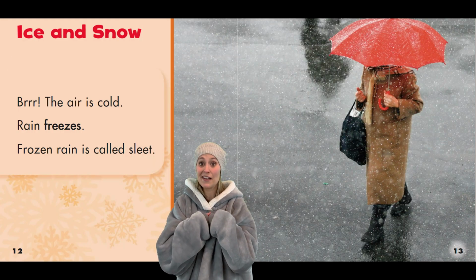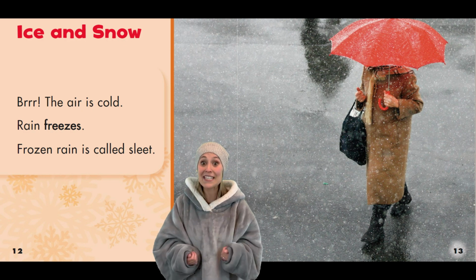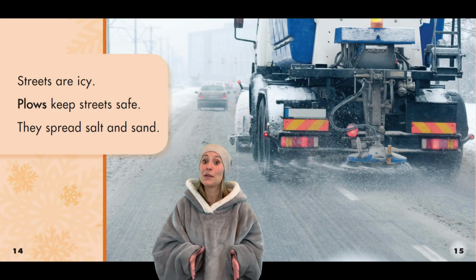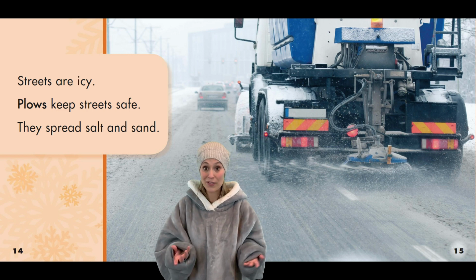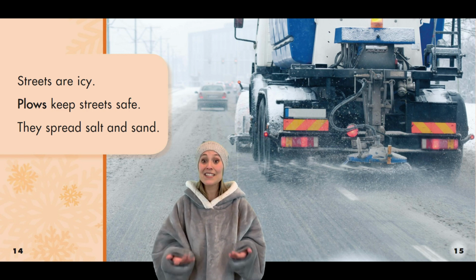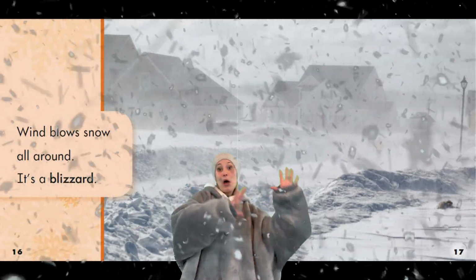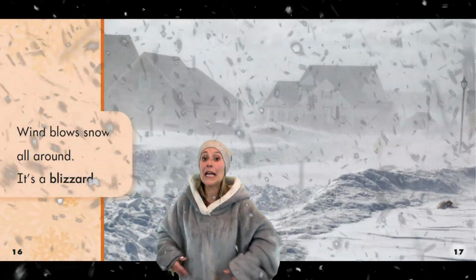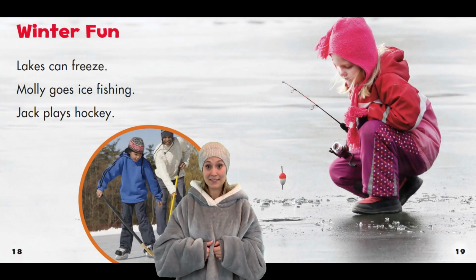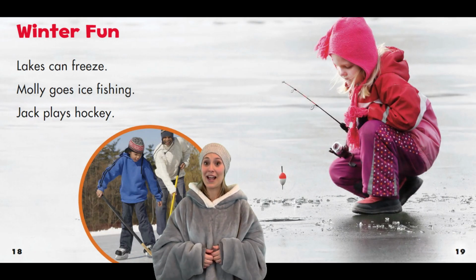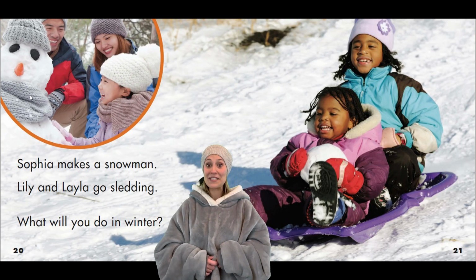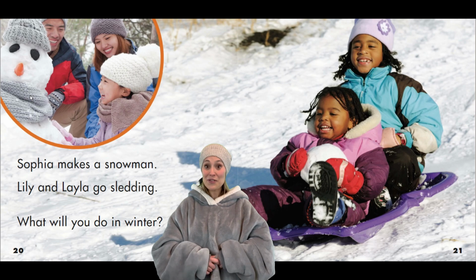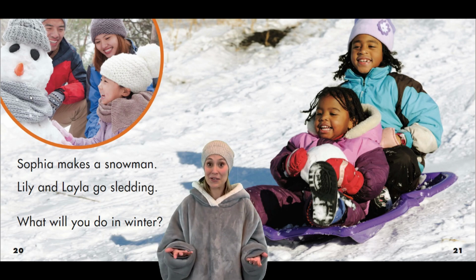Rain freezes. Frozen rain is called sleet. The streets are icy. The plows keep the streets safe. They spread salt and sand. The salt melts the ice, so the streets aren't so icy and dangerous to drive on. Winds blow snow all around. It's a blizzard. Lakes can freeze. Molly goes ice fishing. And Jack plays ice hockey. Sophia makes a snowman. Lily and Layla go sledding. What will you do in the winter? What's your favorite winter activity?